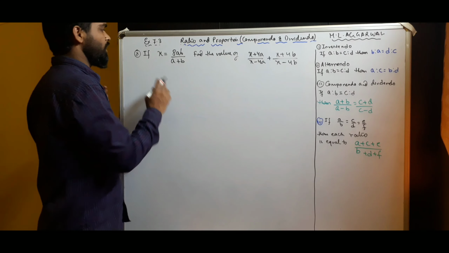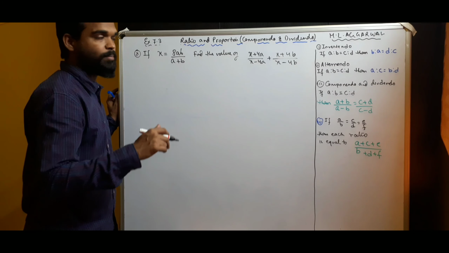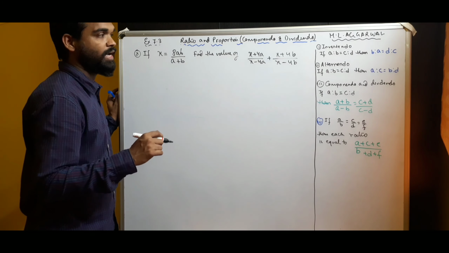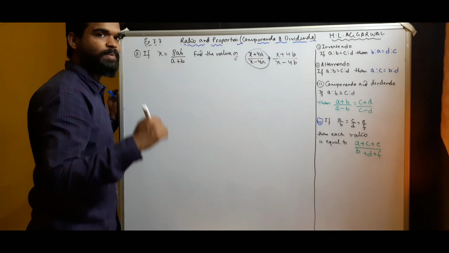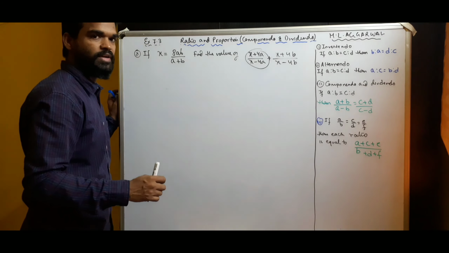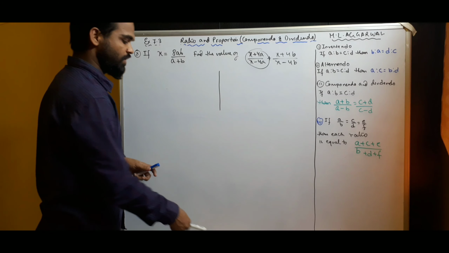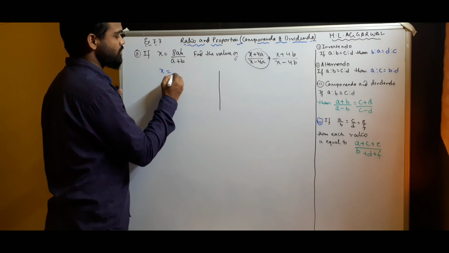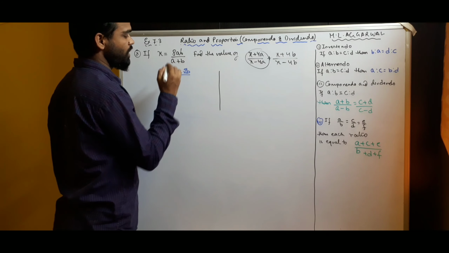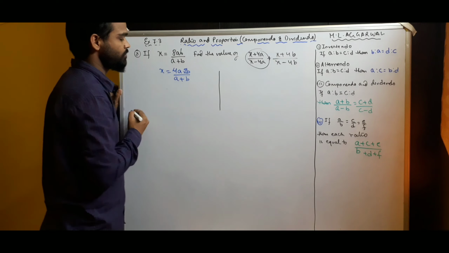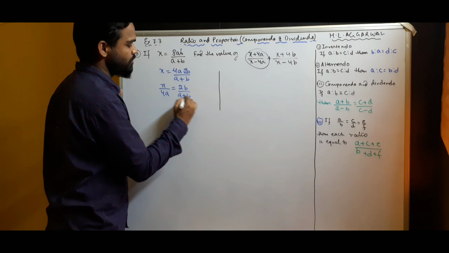Now look at the next sum. Very important. This is sum number 8. X equals 8ab by (a plus b). Then find the value of (x plus 4a) by (x minus 4a) plus (x plus 4b) by (x minus 4b). Now look carefully. This is the componendo dividendo of x by 4a, and this is the componendo dividendo of x by 4b. So from here, I'll try to take out x by 4a. How? X equals 8ab. Can I write 4a multiplied by 2b by (a plus b)? So I can write x by 4a equals 2b by (a plus b).